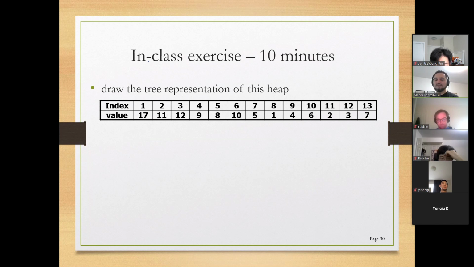So Kathy, can I see the implementation? Come closer. So 17, 11, 12, 9, 8, 10, 5, 1, 4, 6.